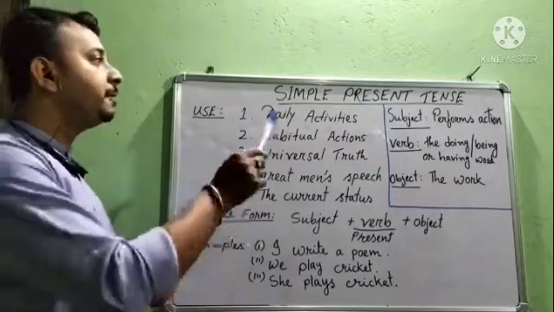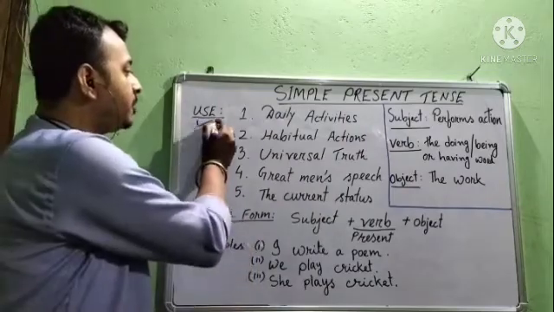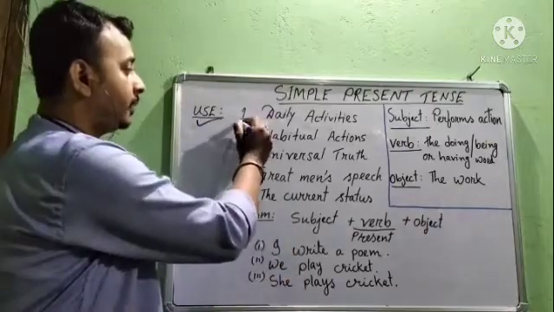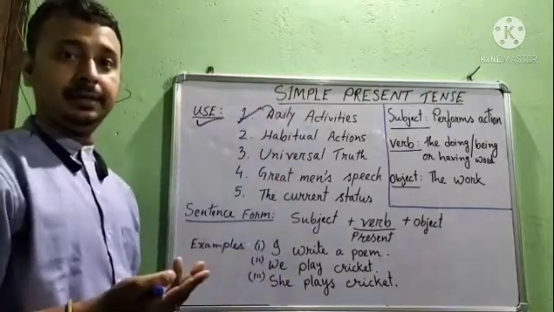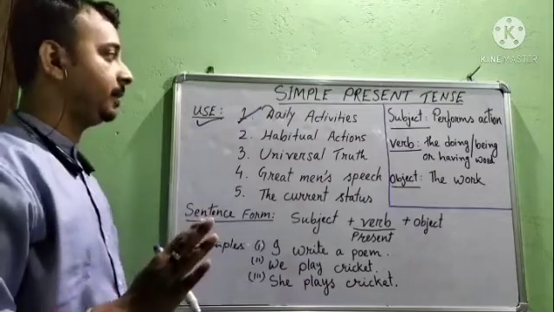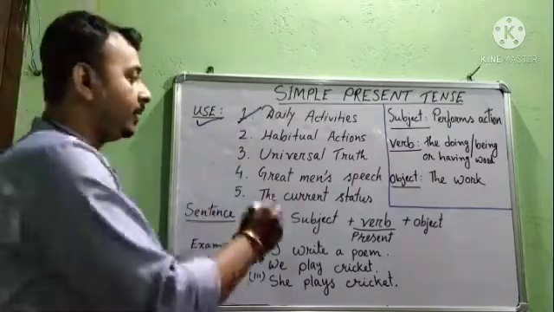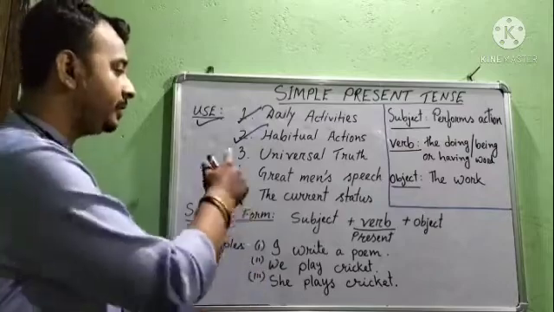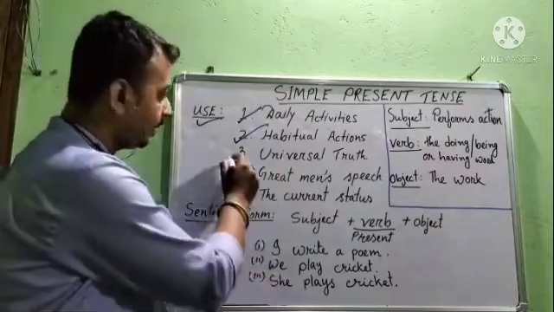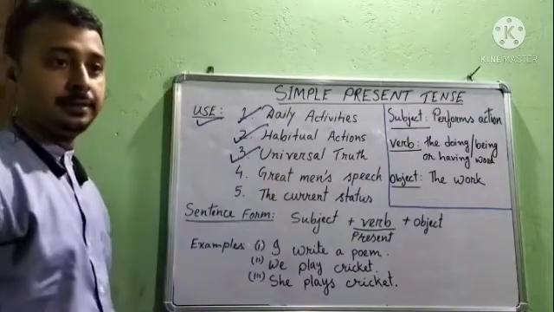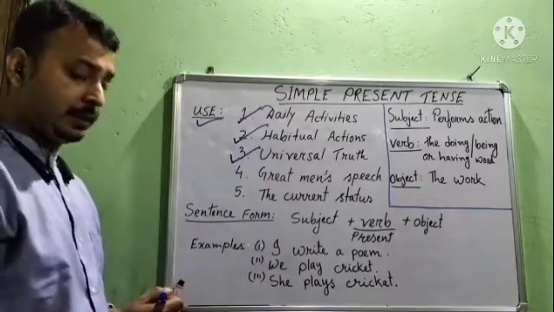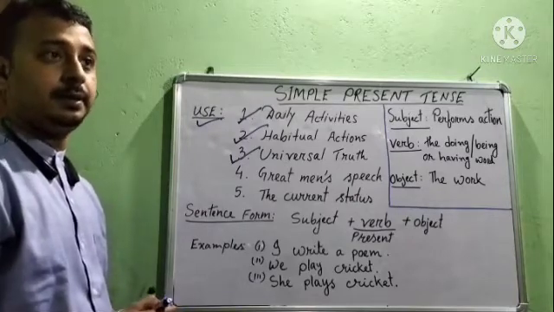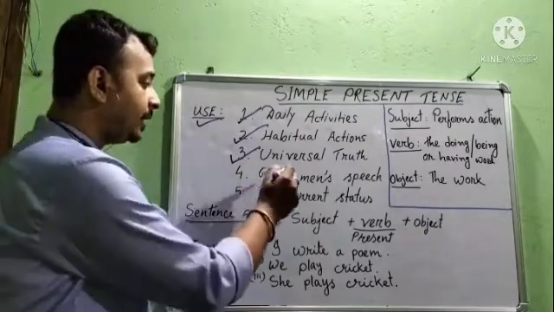So first of all, the use of simple present tense, these are the uses. It is used for daily activities, what we work daily. For this kind of purpose, simple present tense is used. Next, for our habitual actions, like our habits, hobbies, for this purpose, simple present tense is used. Next, for universal truth sentences. Universal truth means it is scientifically proven as truth, and it is accepted by the people around the globe.